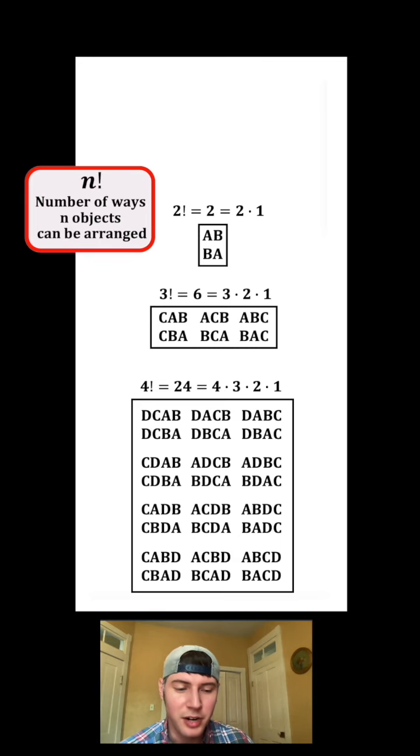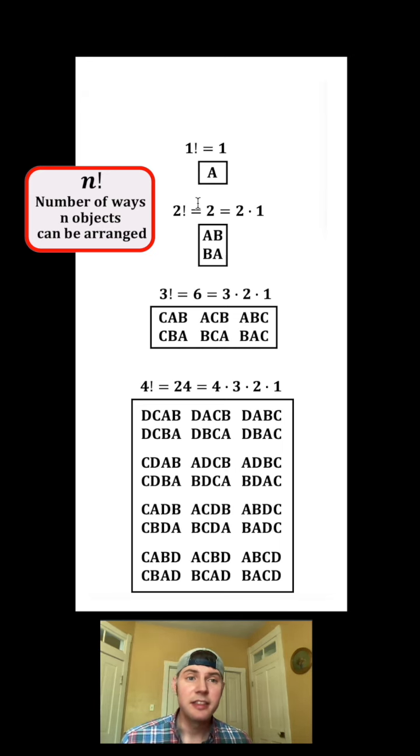Now let's go the other direction. Let's look at 1 factorial. We have the single letter A. How many different ways can we arrange A? Well, that's it, just A. Since there's only one way to arrange A, this is equal to 1.